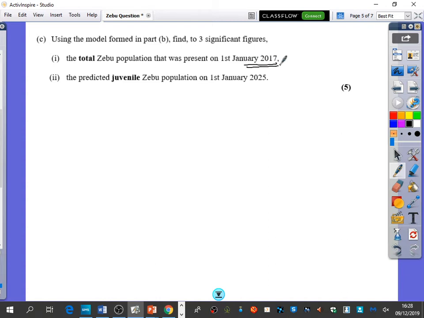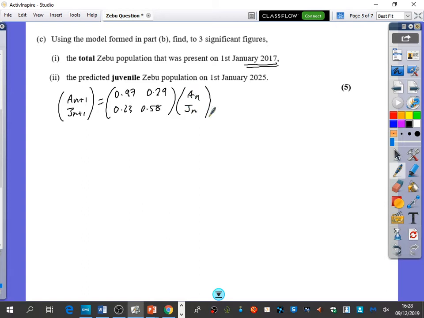I'm just going to write down what we had. We had AN plus 1, JN plus 1 is equal to 0.97, 0.29, 0.23, 0.58, AN, JN. Okay, so we want to find out what A minus 1 is. So where is the minus 1 going to be, here or here?